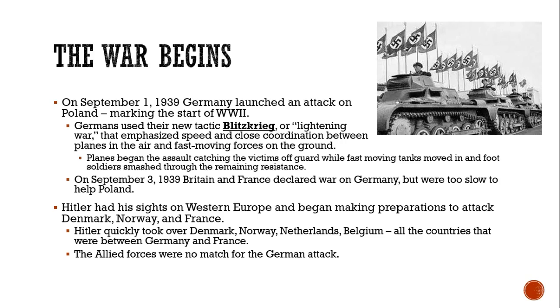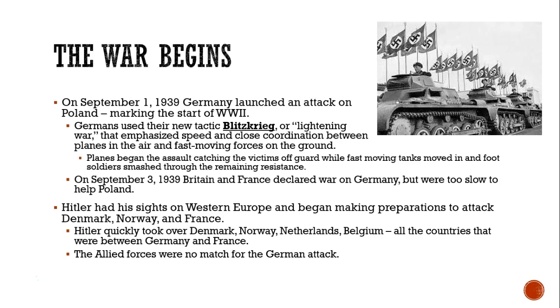The planes started the assault by catching the victims off guard, while fast-moving tanks moved in and were then followed by foot soldiers that smashed through the remaining resistance. On September 3rd, 1939, Britain and France declared war on Germany, but they were too slow to help Poland, and Poland fell to the German forces.